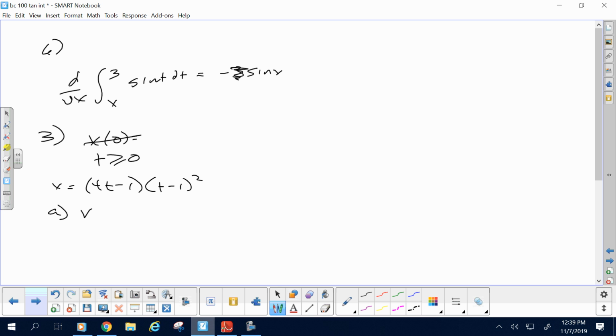Okay, so let's talk about A. I strongly suggest in terms of technique you do not multiply it out. If you don't multiply it out, you'll have an easier time finding the critical numbers. Instead, just use your product rule skills. So 4t minus 1 times 2 times t minus 1 plus t minus 1 squared times 4. Like I said, if you keep it and use the product rule, you'll have it quasi-factored for you.